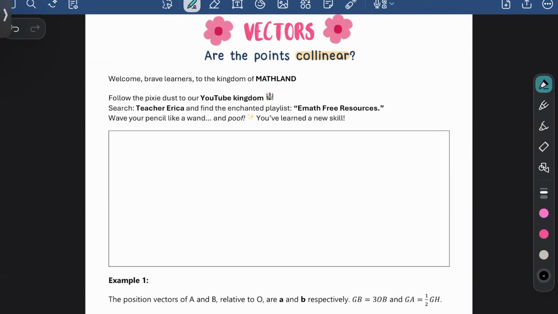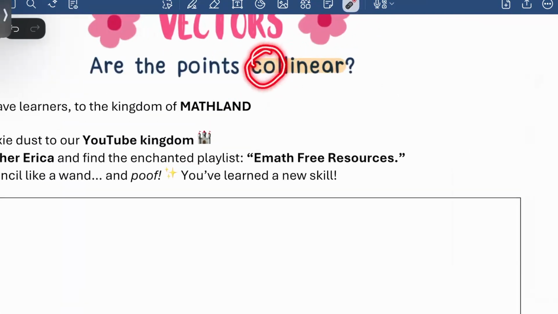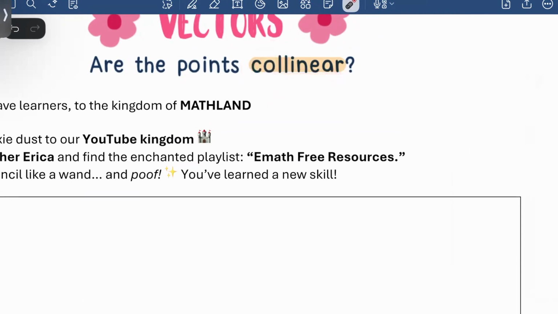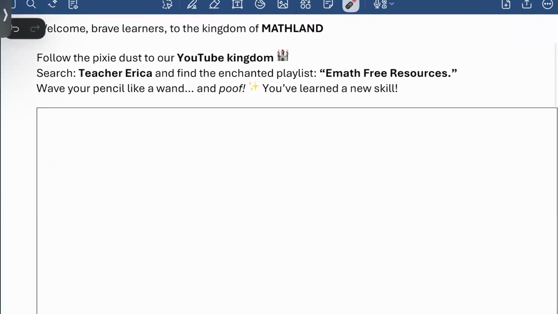What's the meaning of collinear? Collinear comes from the word co, right? Co means all together, okay? Linear means line, all right? So all the points are lying on the straight line, the same line, okay? So what's the technique to actually do that?